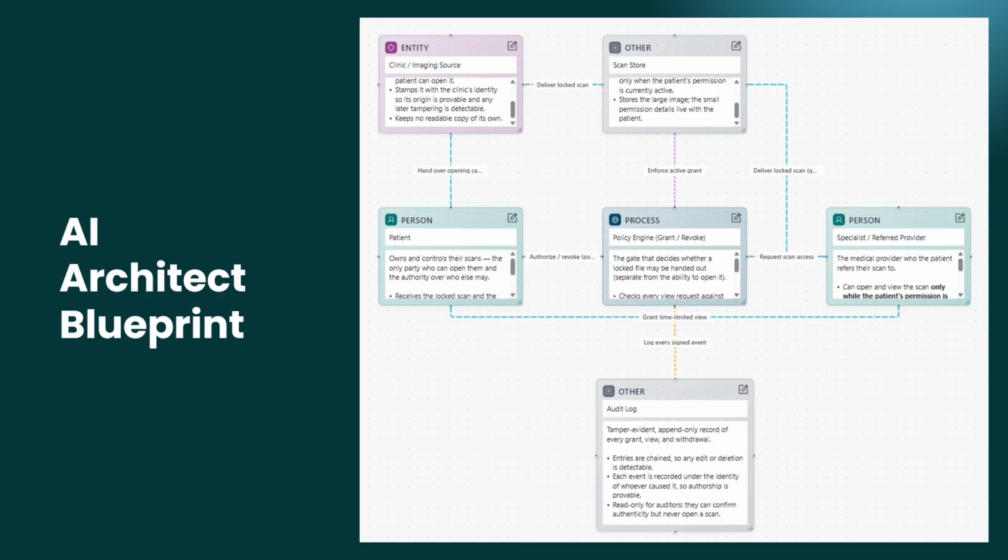This is the AI architect blueprint which I created during the planning phase for this project. The full 6-node design included a clinic, scan store, patient, policy engine, specialist, and an audit log. For the 24-hour build period, I collapsed the store and policy engine into the platform's native sharing. Sharing is for grant and delete is for revoke.